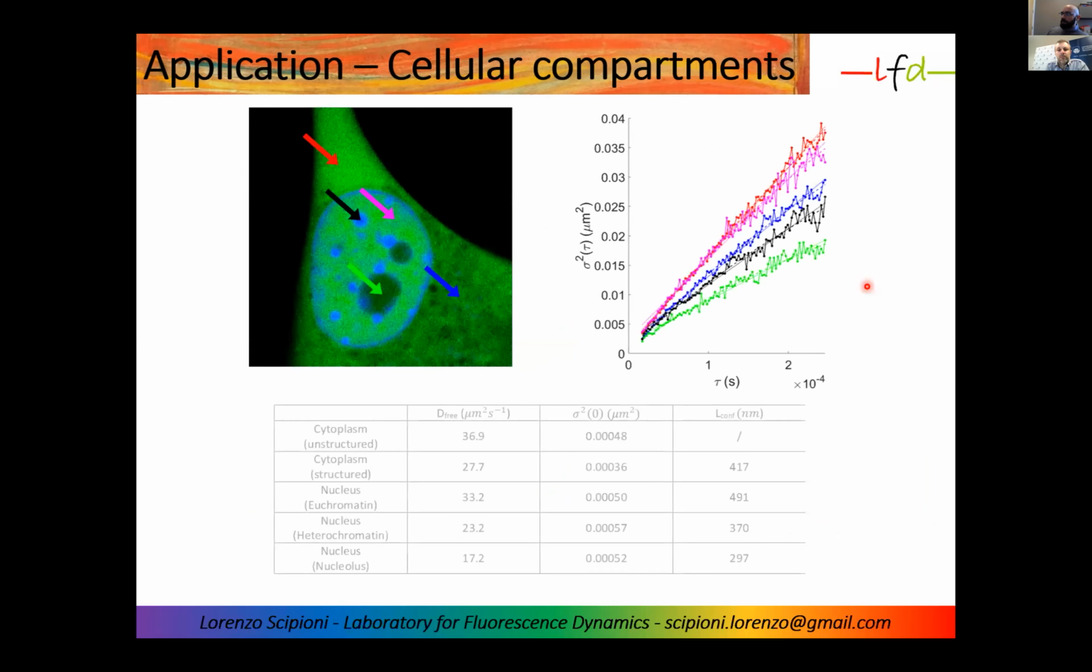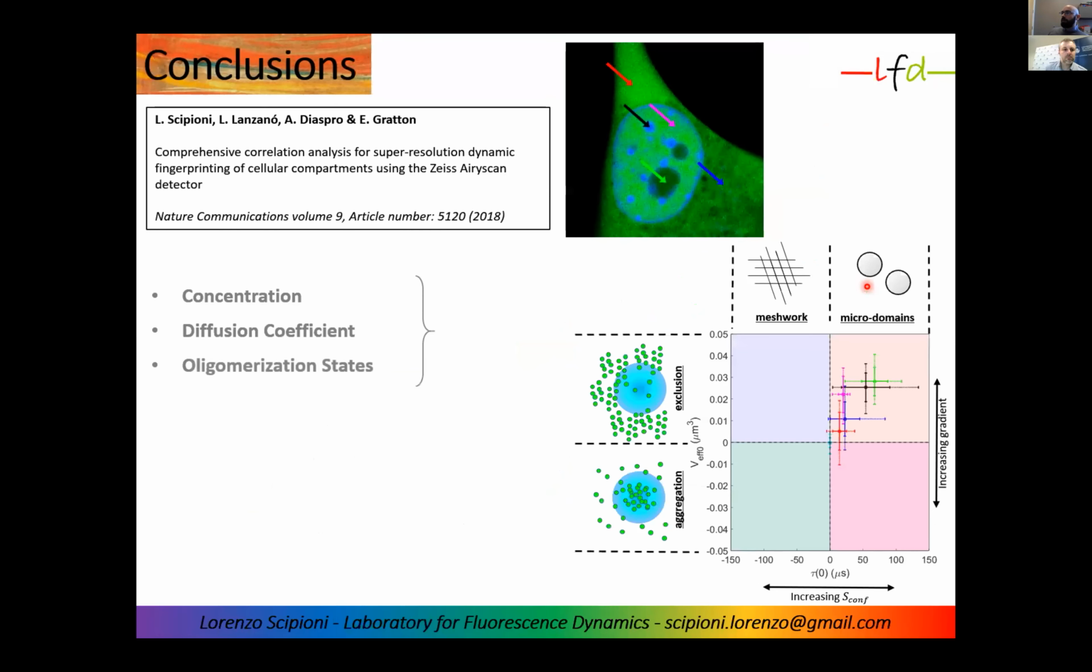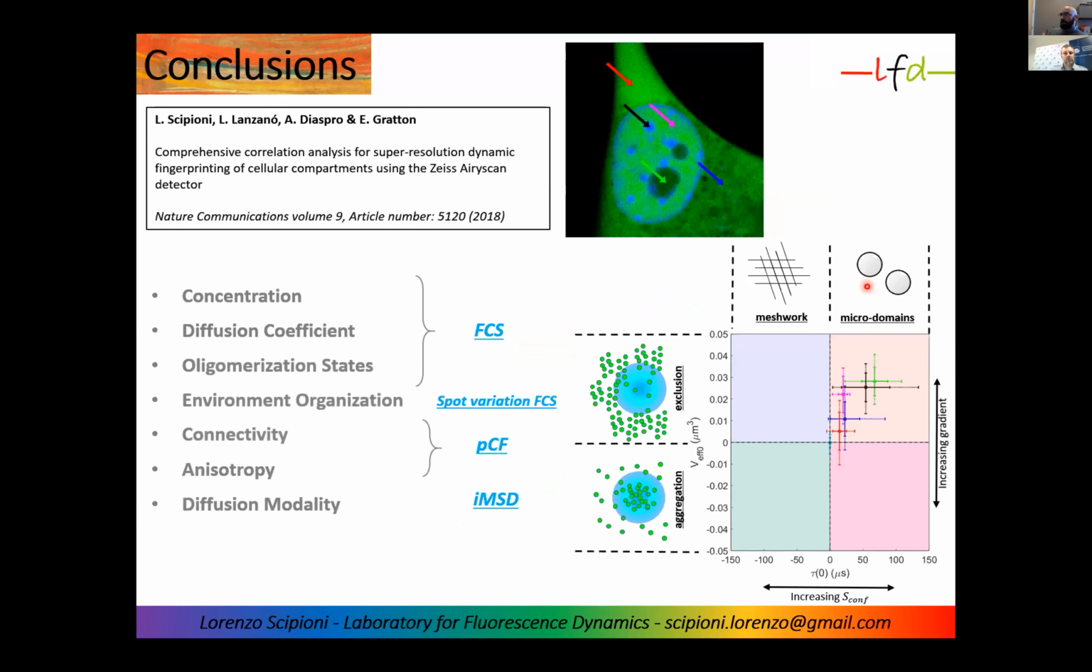We can also do IMSD, and we can obtain diffusion coefficients and lengths of confinement, and so on and so forth. We could, in principle, also report on oligomerization states, concentration, environment organization, connectivity, anisotropy, diffusion modality, and diffusion coefficient, all in one single point measurement of approximately 30 seconds. This was published a couple of years ago.